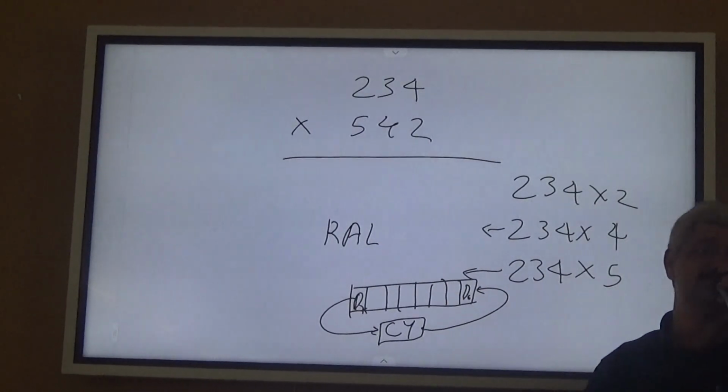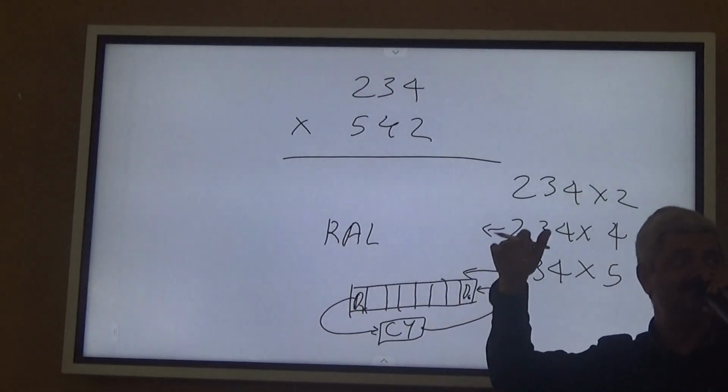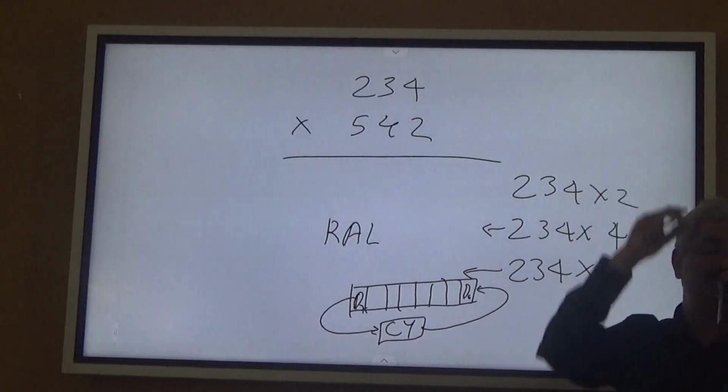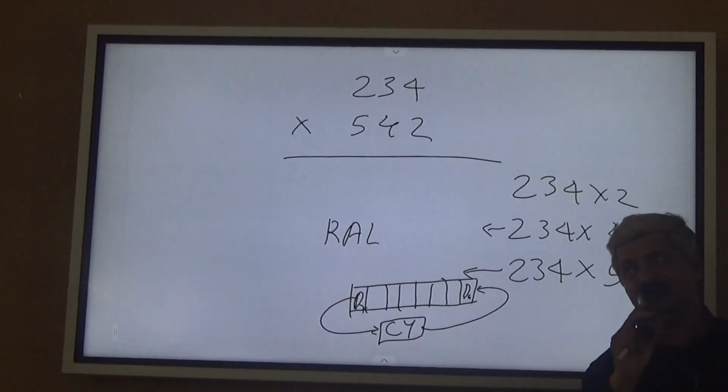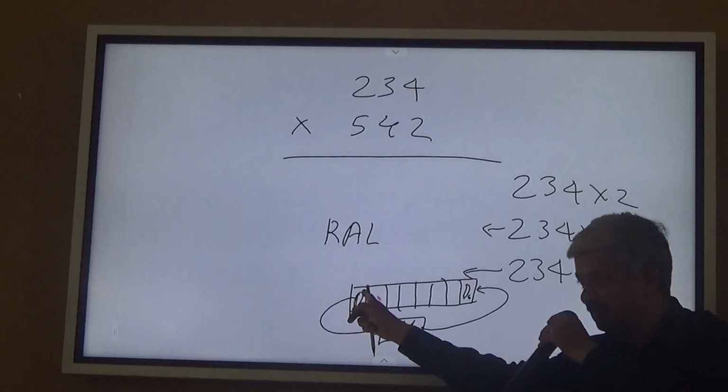Rotate accumulator left means the new carry is the old D7. New D0 is the old carry. New D1 is the old D0. Like that, new D7 is the old D6. Did you understand? Considering the accumulator bits as placed, D7 goes to carry, D6 comes to D7.